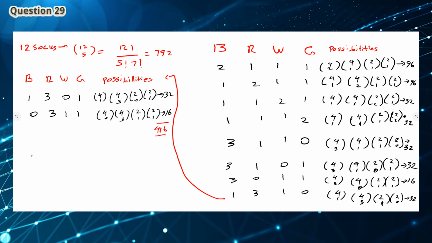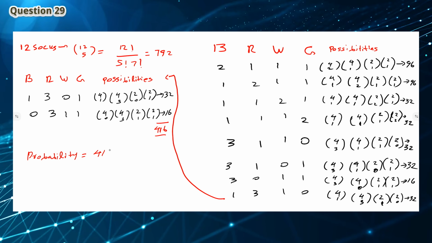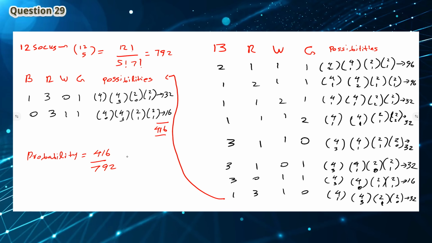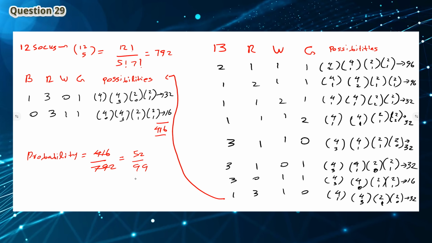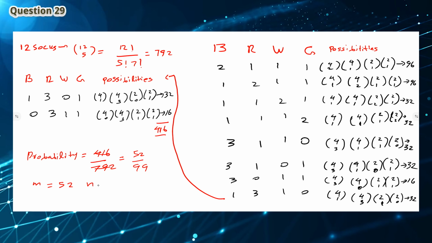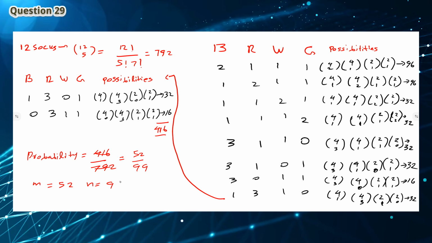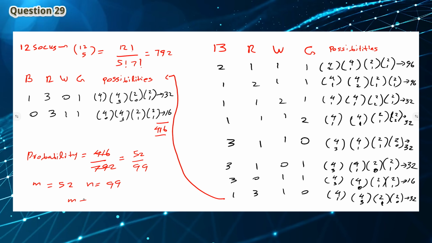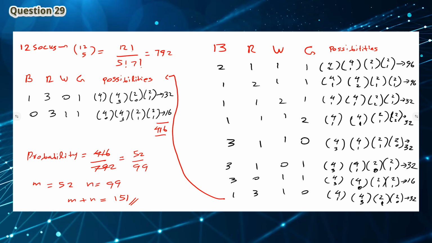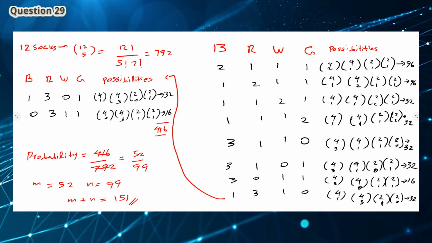In total, there are 416 out of 792 ways. We can simplify this to the fraction 52/99. This means that m is equal to 52 and n is equal to 99. We need to find m plus n, so we simply add these together to get a sum of 151. This means the answer is 151.